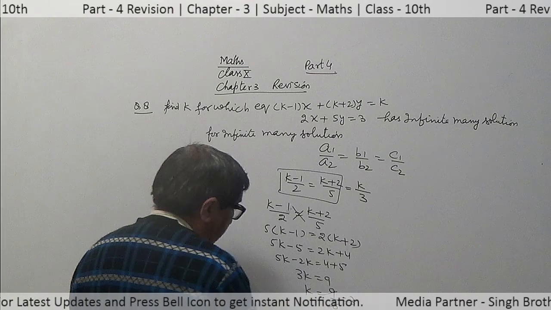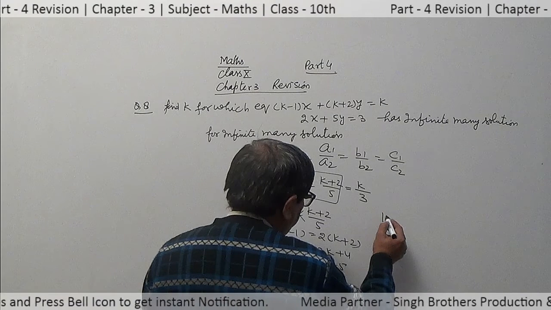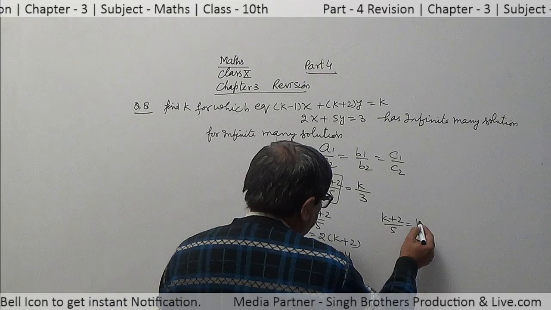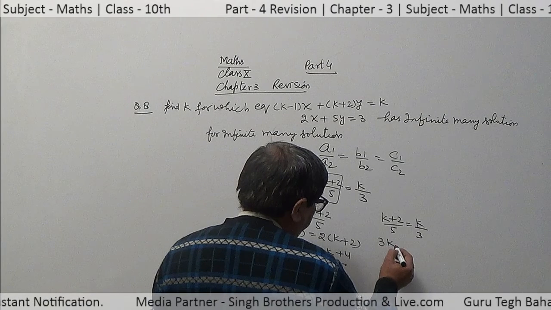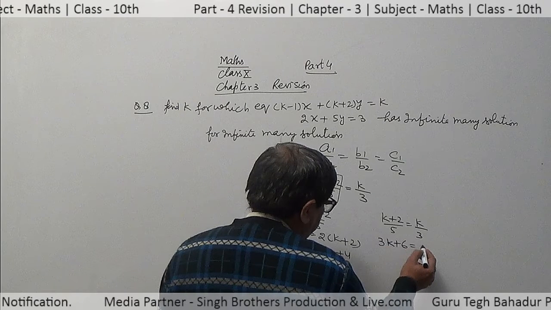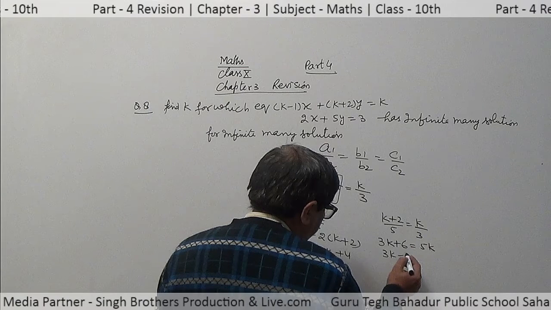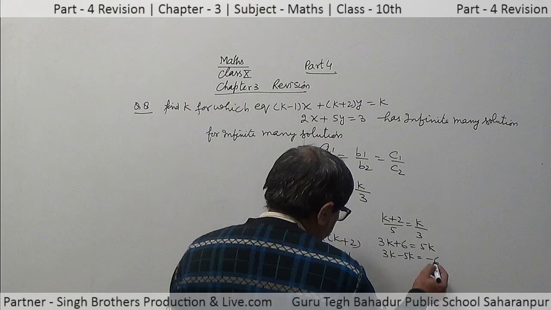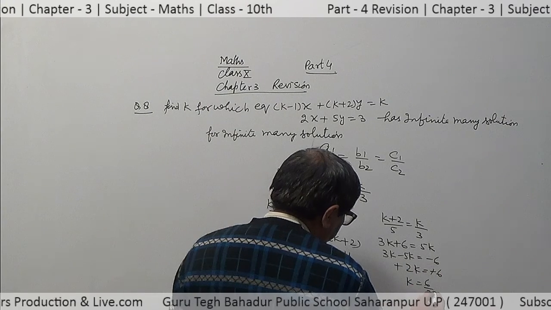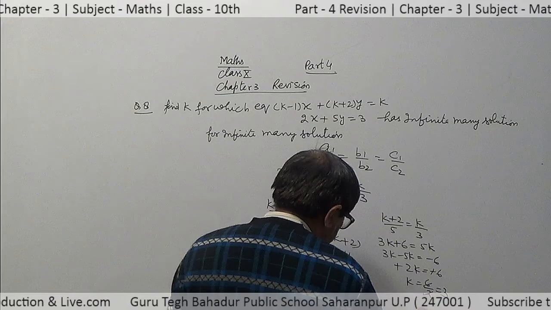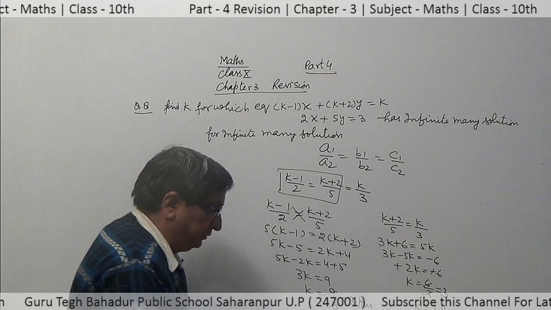So, k is 3. In the second part, you will also do it: k plus 2 upon 5 is equal to k upon 3. Cross multiply: 3k plus 6 is equal to 5k, 3k minus 5k is equal to minus 6, so minus 2k is equal to minus 6, k is equal to 6 upon 2, that is 3. So therefore, the same answer comes, that is k is 3.